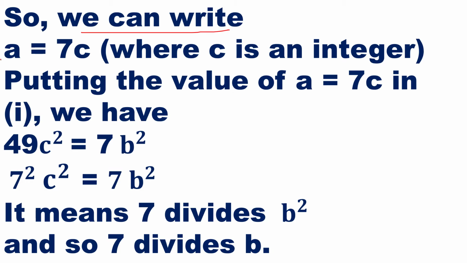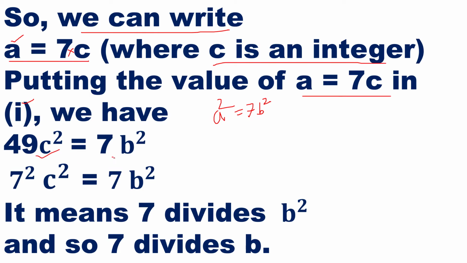Now we can write a is equal to 7c. Why 7c? Because 7 is a factor of a. So we write here 7c, maybe another constant number, where c is an integer, right? So putting the value of a equal to 7c in equation 1, 7 7s are 49, because the first case was a square is equal to 7b square. Am I right? So you write the value of a as 7c, it will be 49c square is equal to 7b square. So if you cancel out 7 by 7, it will be 7c square.